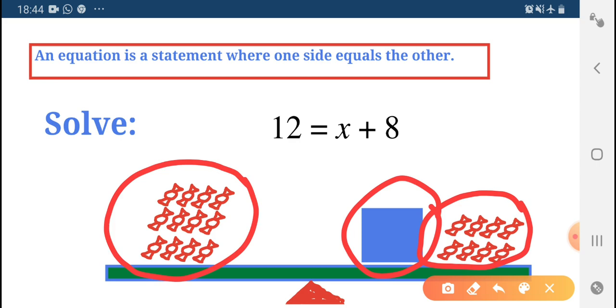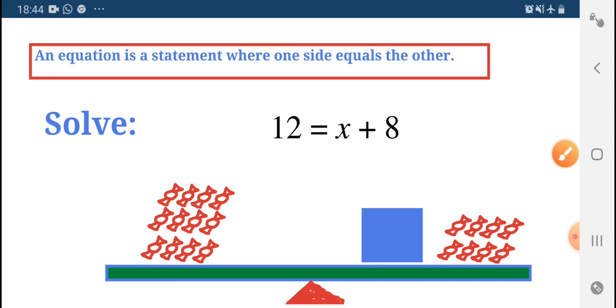We don't know. This is what an x means. A letter in algebra means an unknown quantity, an unknown number. So we don't know how many sweets are in that box, or the number of sweets in that box. So we want to work out the number of sweets in that box.